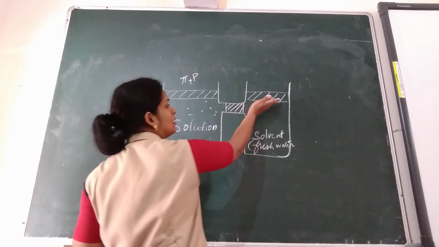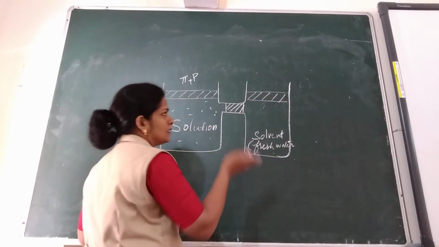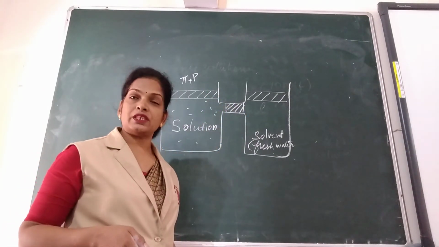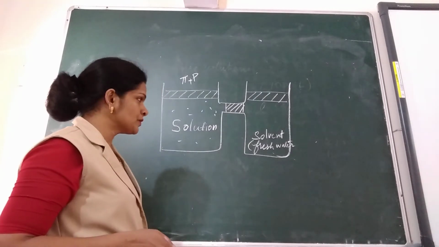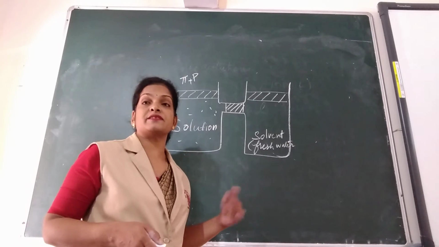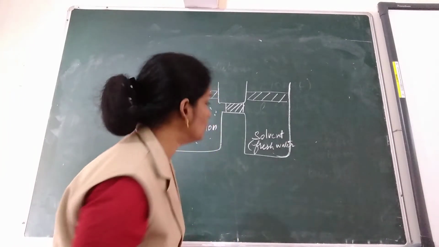So the level here will be increasing. That means we are getting more and more water, fresh water, potable water, drinking water. So this is applied for the large scale desalination of seawater to get potable water.